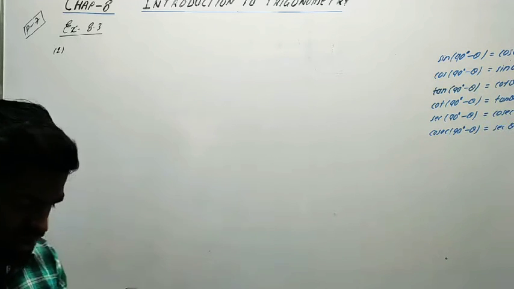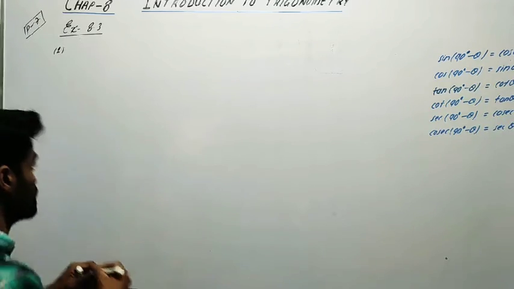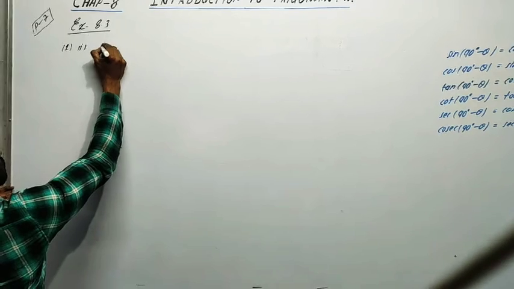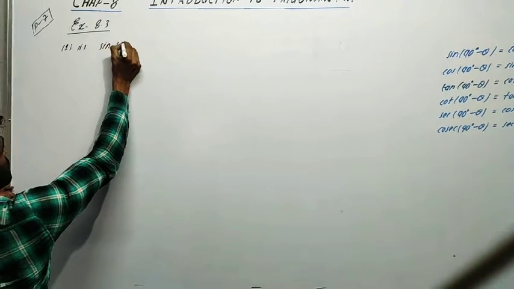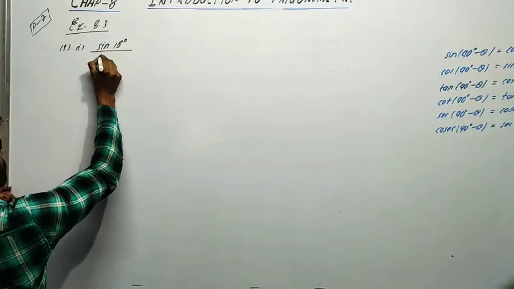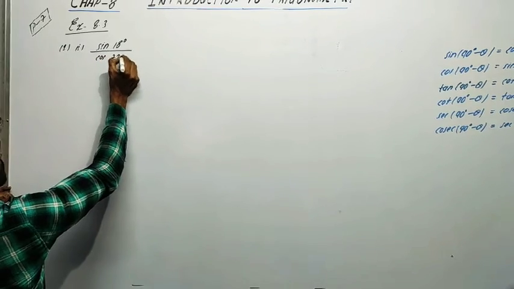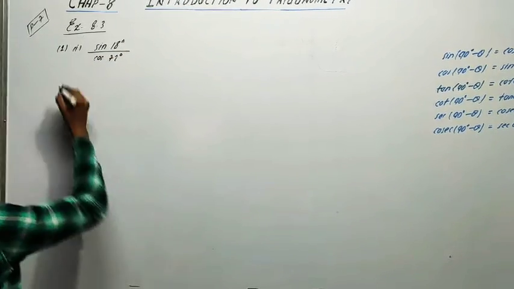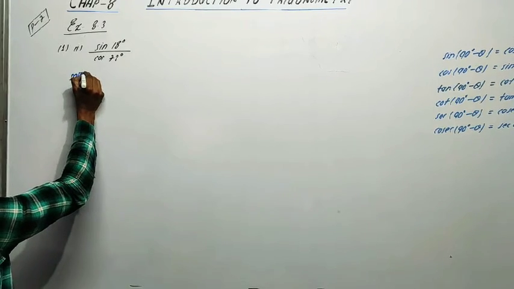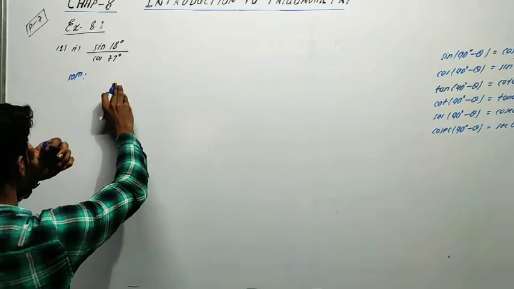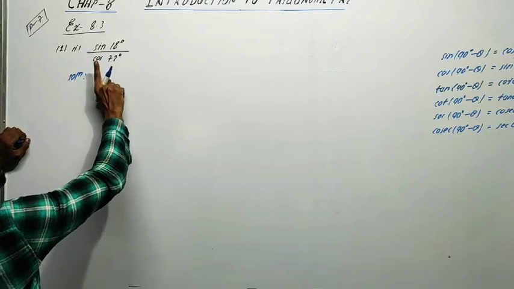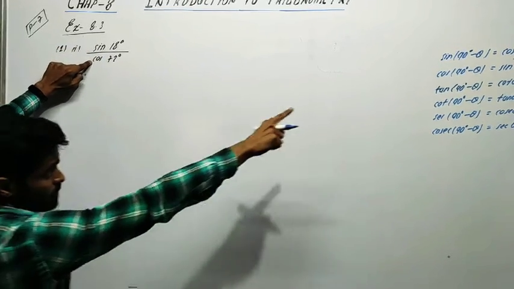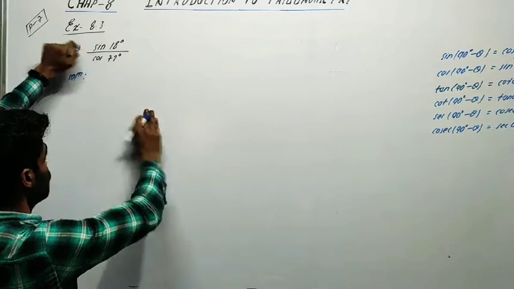Evaluate sin 18 degree upon cos 72 degree. Solution. We will express these two different ratios in the same form. We can convert sin in the form of cos, or cos in the form of sin.